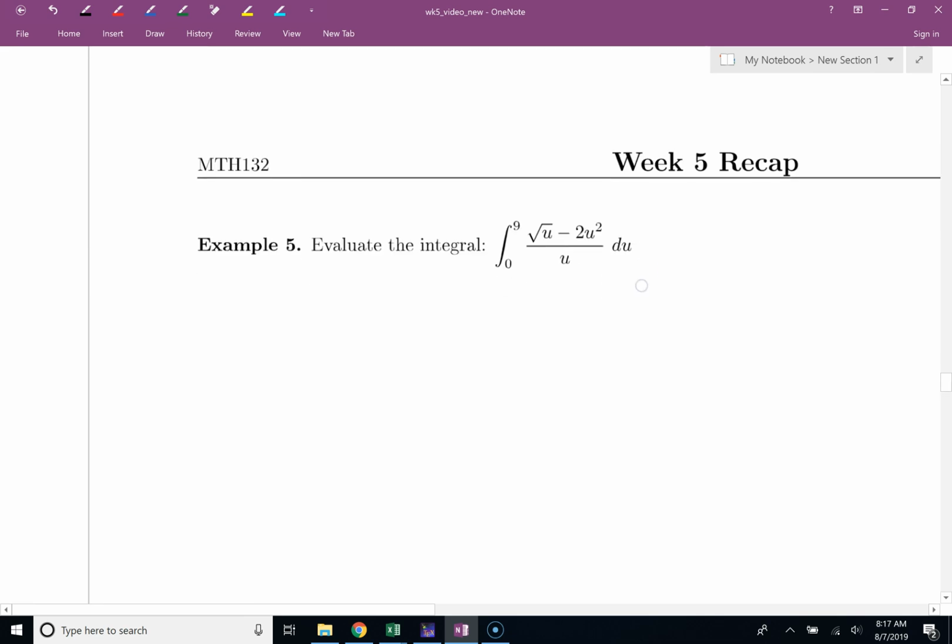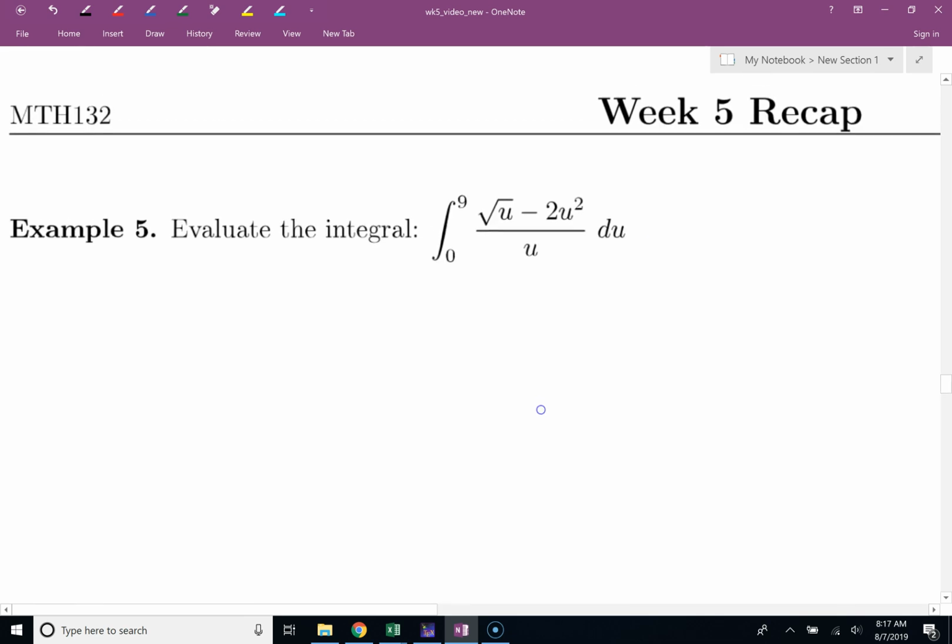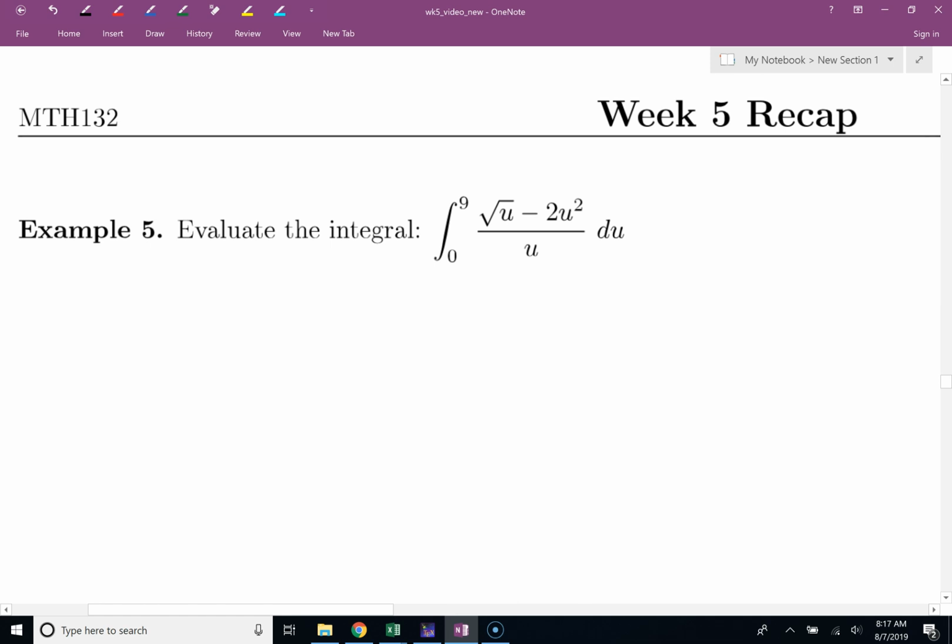Moving on to example number 5, evaluate out this integral here. The big reason why I choose this problem here is that it's very important to realize that there is no product rule, there is no quotient rule, there are no fancy rules here for antiderivatives. So we're going to be using the fundamental theorem of calculus in order to evaluate out this integral.